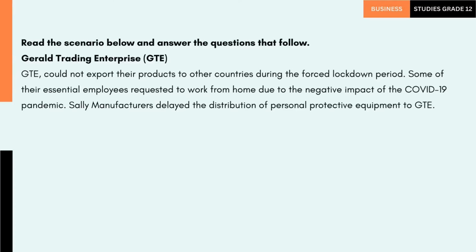Read the scenario below and answer the questions that follow. Gerald Trading Enterprise, GTE. GTE could not export their products to other countries during the forced lockdown period. Some of their essential employees requested to work from home due to the negative impact of the COVID-19 pandemic. Sally manufacturers delayed the distribution of personal protective equipment to GTE.